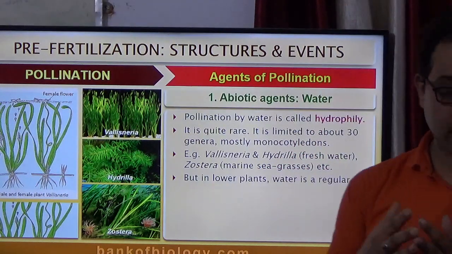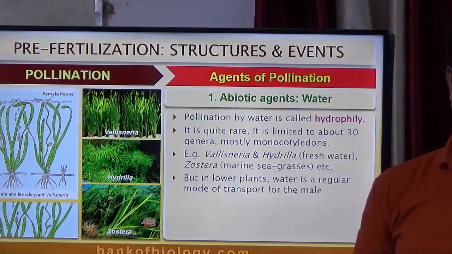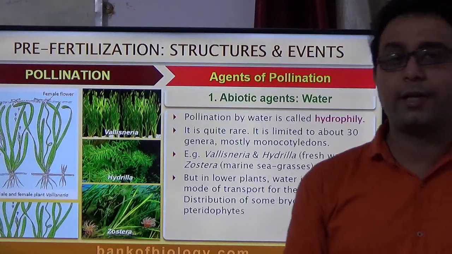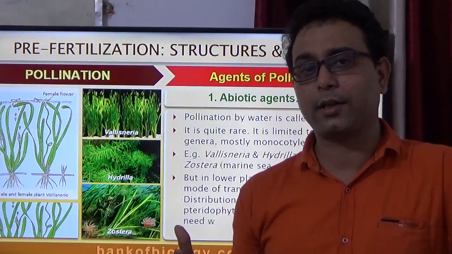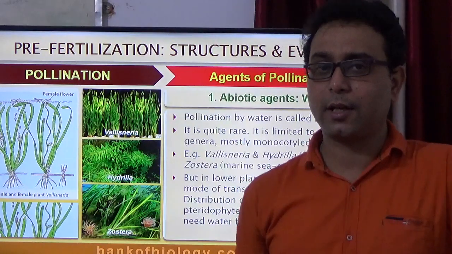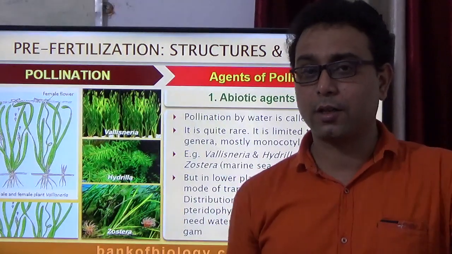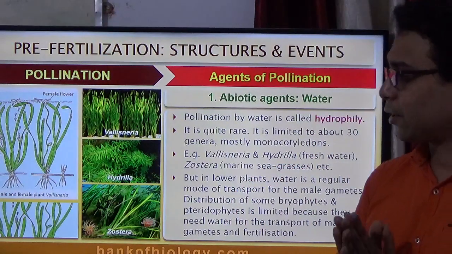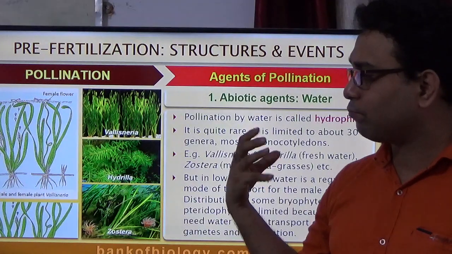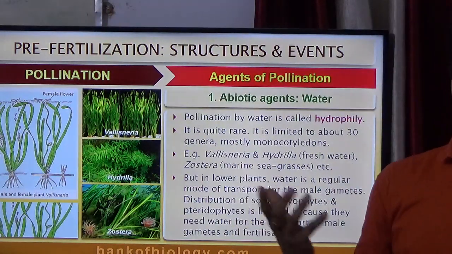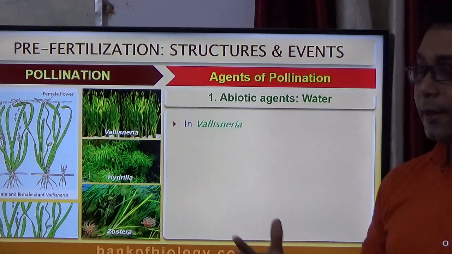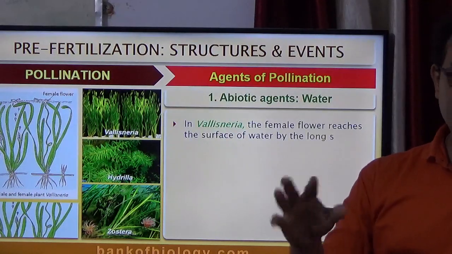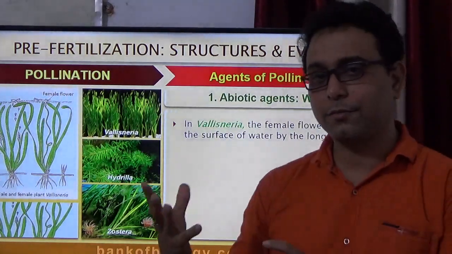But in lower plants, water is the regular mode of transportation for their male gametes, like bryophytes and pteridophytes, which need water for the transportation of gametes. It is their mode of reproduction. But today we discuss the higher group of plants, mainly angiosperms, right? So among abiotic agents, water, Vallisneria is most common, with very interesting adaptive features.